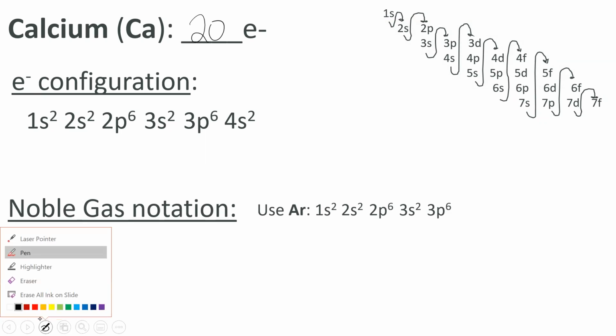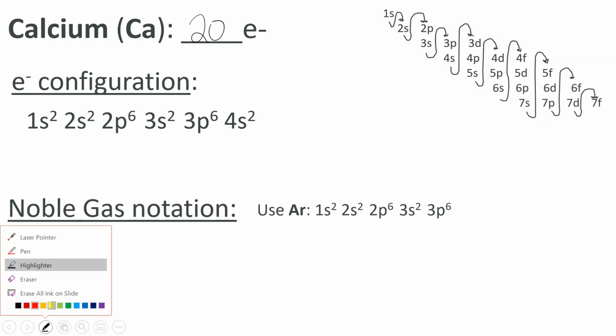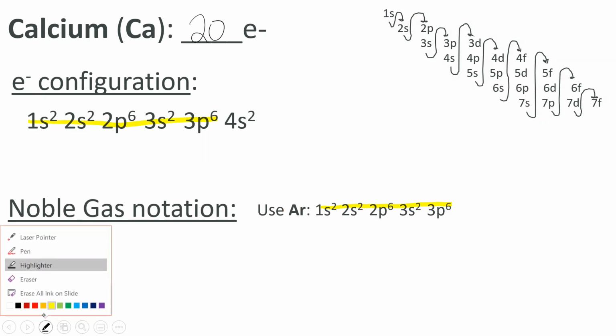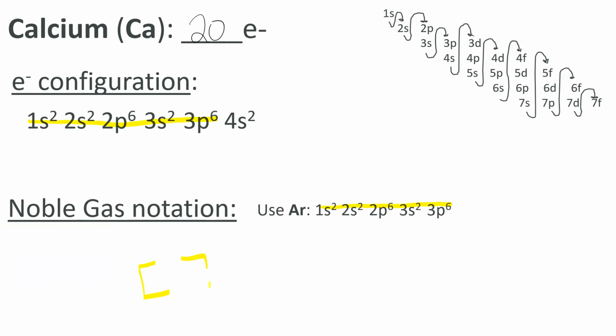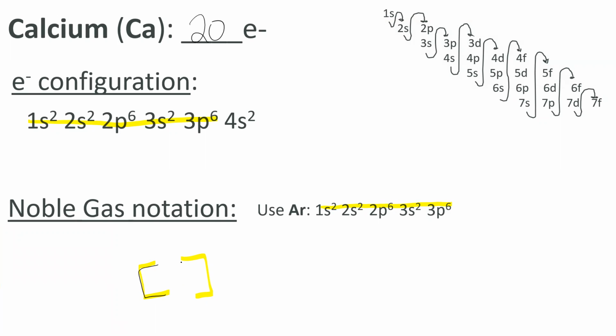Now this will be a shortcut. Argon's electron configuration is 1s2, 2s2, 2p6, 3s2, 3p6, right here. The yellow, as I said, is going to be put into the bracket. So I'm going to put Ar, argon, that is representing all of this.